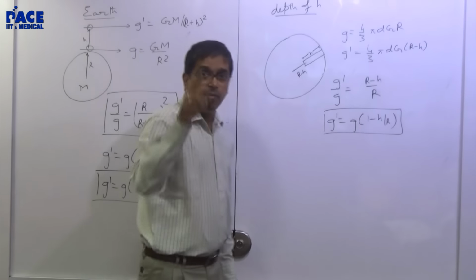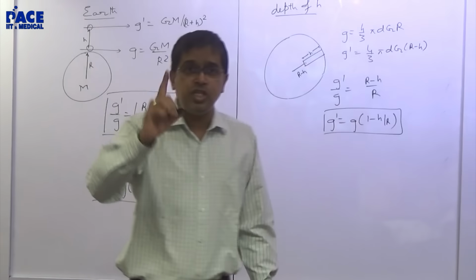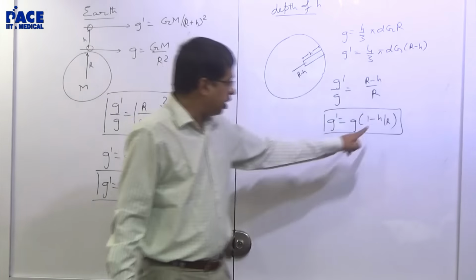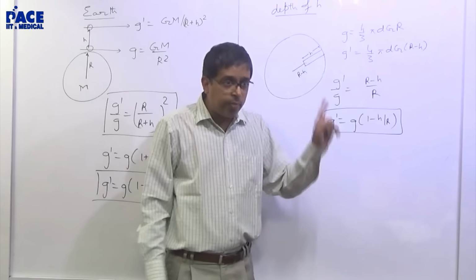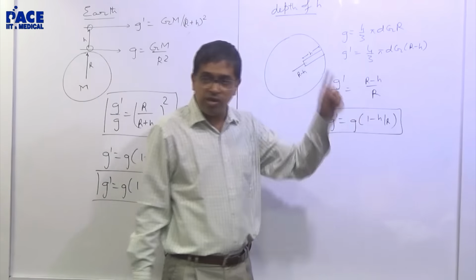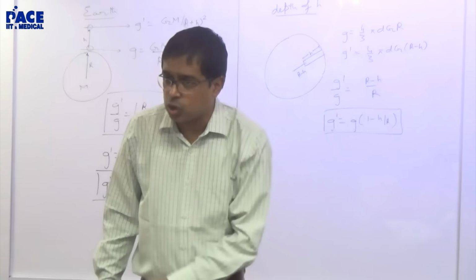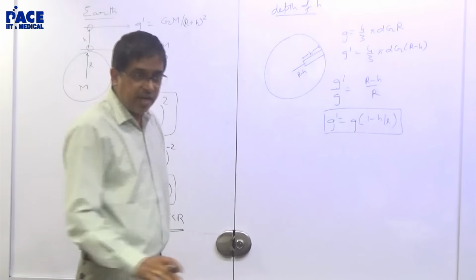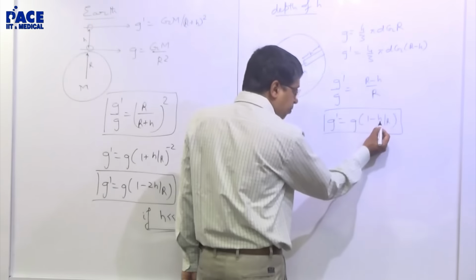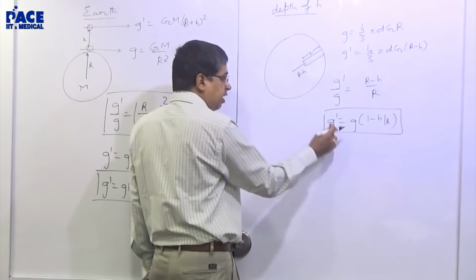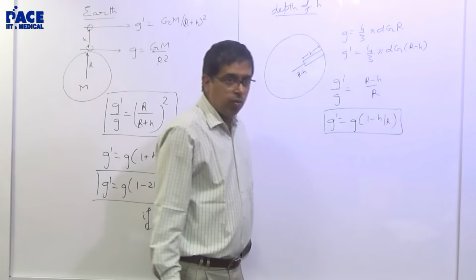Somebody was asking me, is G 0 at the center? Put h equal to 0. There is no approximation in it. This is universally valid all throughout the earth, inside the earth. Hence, if I put h as R at the center, G dash will become 0.